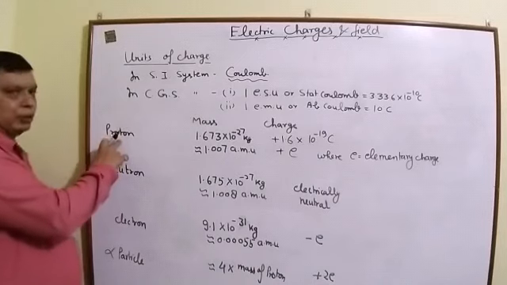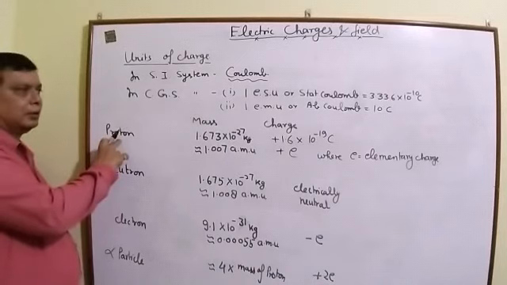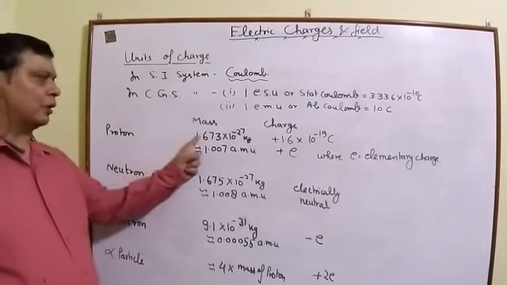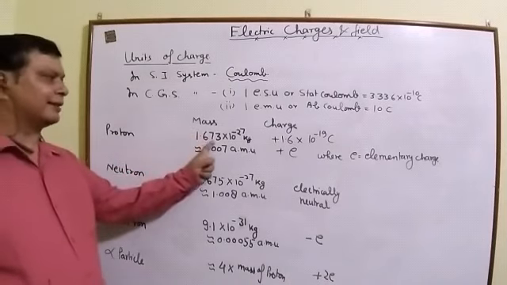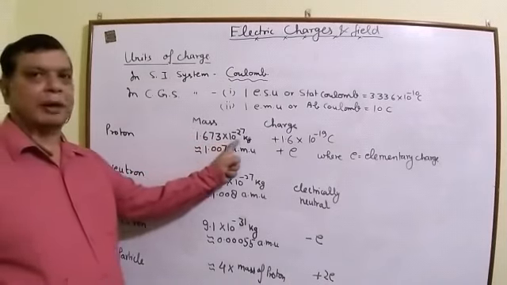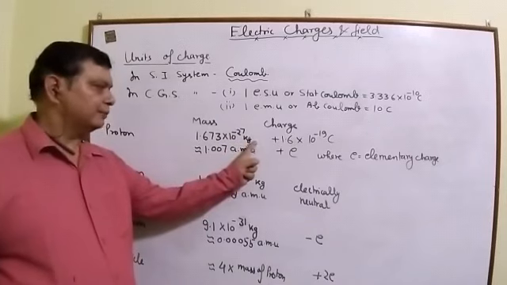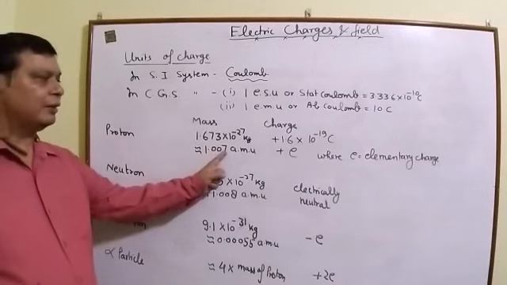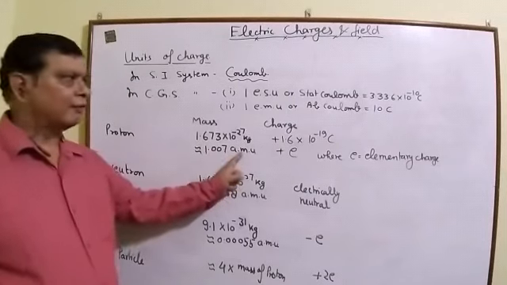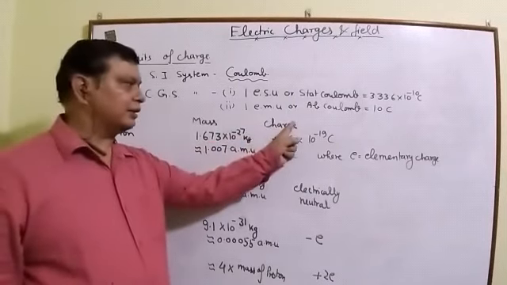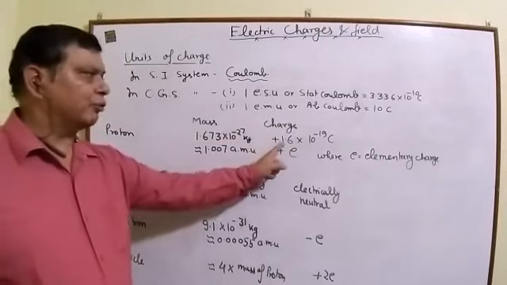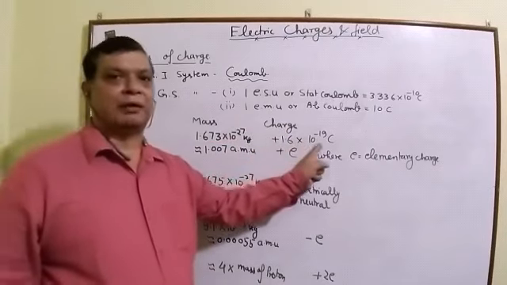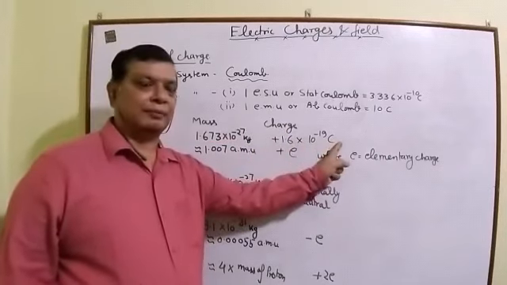First, proton. The mass of the proton is 1.673 into 10 to the power minus 27 kg. In AMU, it is 1.007 AMU, while the charge on it is plus 1.6 into 10 to the power minus 19 coulomb.